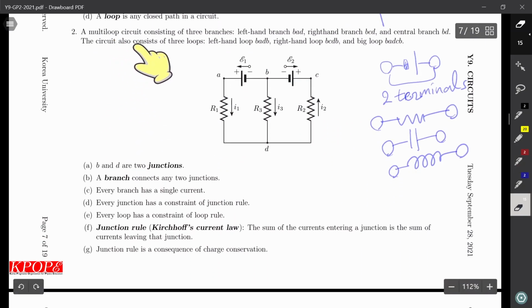A multi-loop circuit consisting of three branches. Left-hand branch. First, we consider these three branches that are resistors. The circuit also consists of three loops, this loop, and this loop. A and D are two junctions.